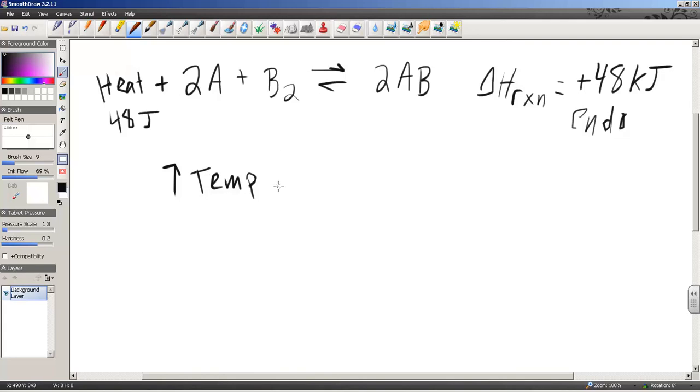But if I increase the temperature on this reaction, I'm literally adding a reactant. Heat's one of the reactants in here. So if I increase this, I'm going to give more A's and B's a chance to react with each other. Therefore, I'm going to make more AB. So I'm going to shift to products.